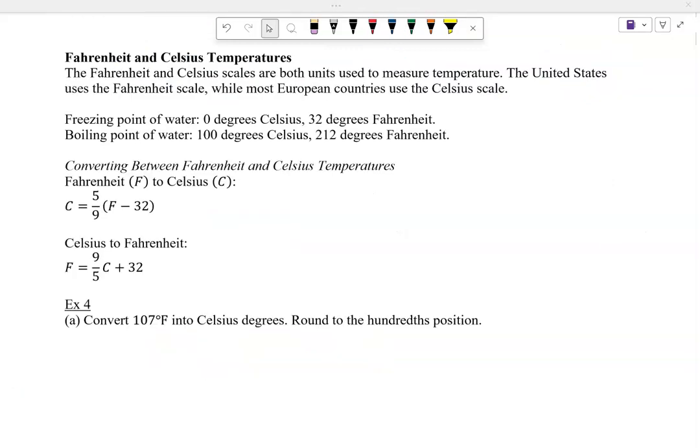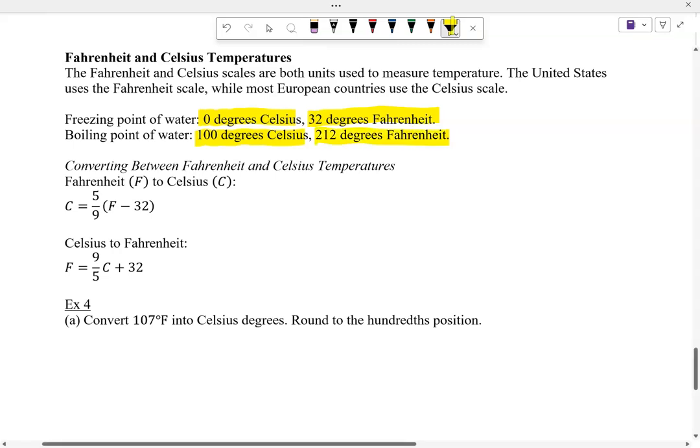All right, the last part we're going to convert between Fahrenheit and Celsius. So Fahrenheit's the U.S. temperature scale. Right, most European countries use the Celsius scale. In Celsius, the freezing point is 0 degrees, right? In Fahrenheit it is 32. The boiling point, the nice thing in Celsius, is 100, right? The awkward thing with Fahrenheit, it's 212. So how do you convert between the two? Well, if you're going from Fahrenheit to Celsius, you're going to use that top one, C equals 5/9 times the quantity F minus 32. If you're going from Celsius to Fahrenheit, you're going to use that bottom one.